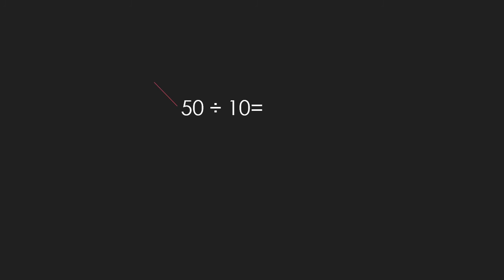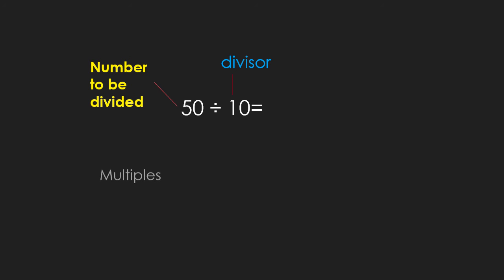Last example, 50 divided by 10. 50 is the number to be divided and 10 is the divisor. Let's use the divisor to count the multiples, or to do the skip counting.